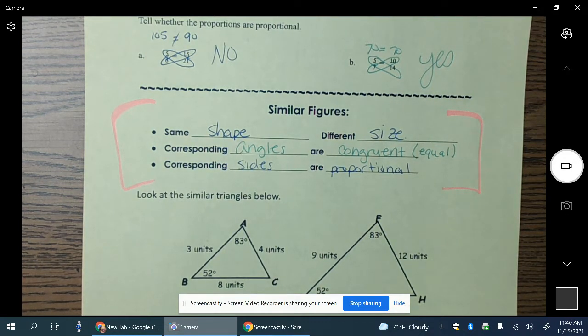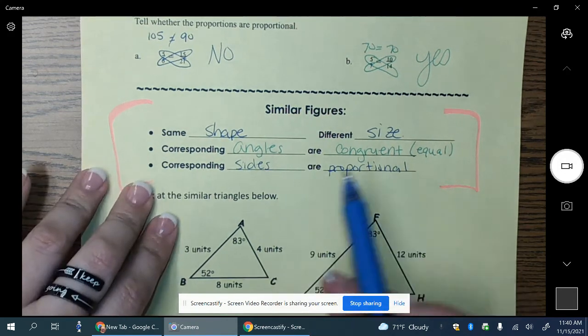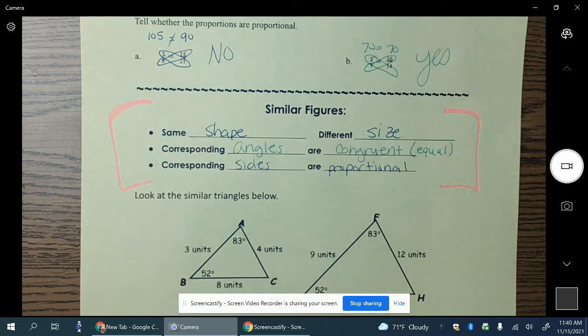Ladies, tell Miss Barron. Angles are congruent. Sides are proportional. Gentlemen, tell Miss Tina. Angles are congruent. Sides are proportional. There's only 3 of them. This side of the room, tell Miss Tina.